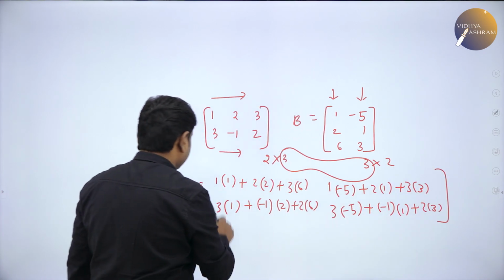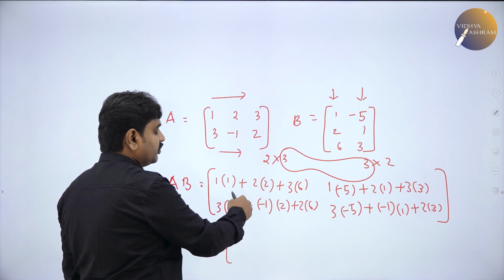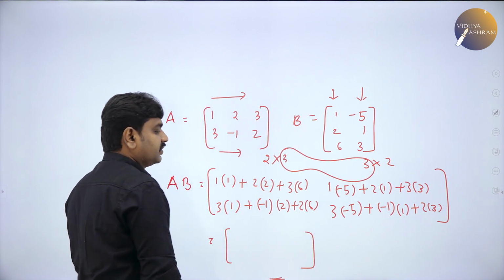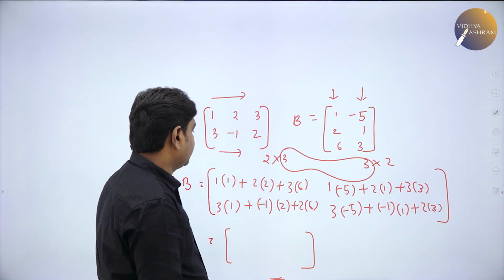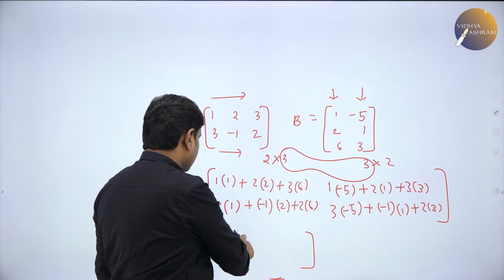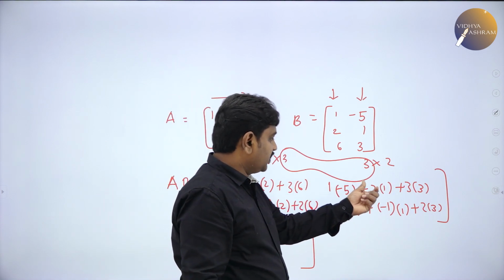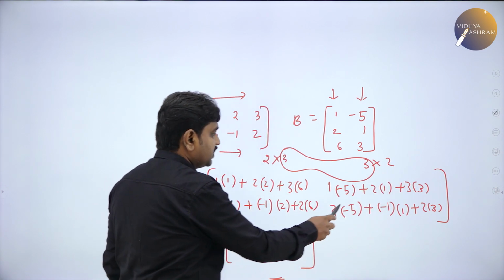Now simplify this. 1, 2 2s are 4, 4 plus 1 is 5, 5 plus 6 3s is 18. Simplify this and you will get an answer, and you will get 2 cross 2. Further simplify: 18 plus 4 is 22, plus 1 is 23. Similarly, minus 5 plus 2 is minus 3. Sorry, minus 3 plus 9.